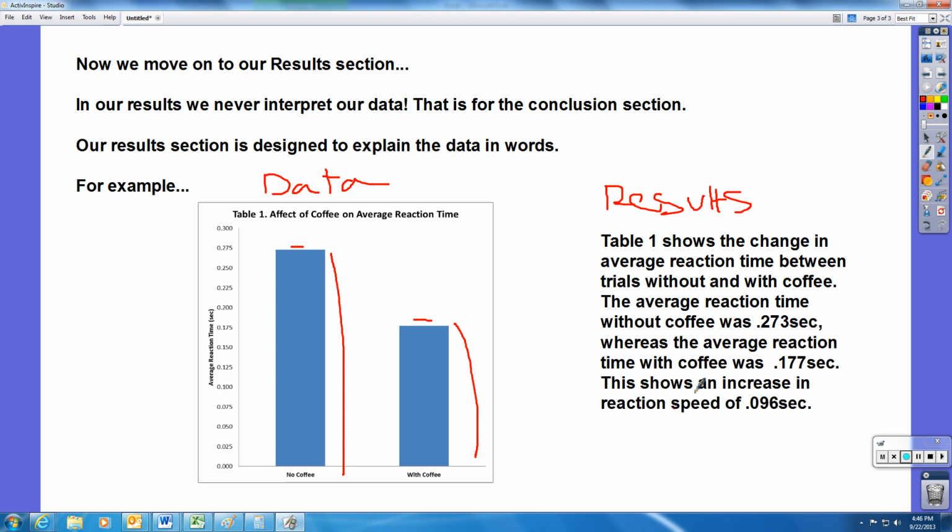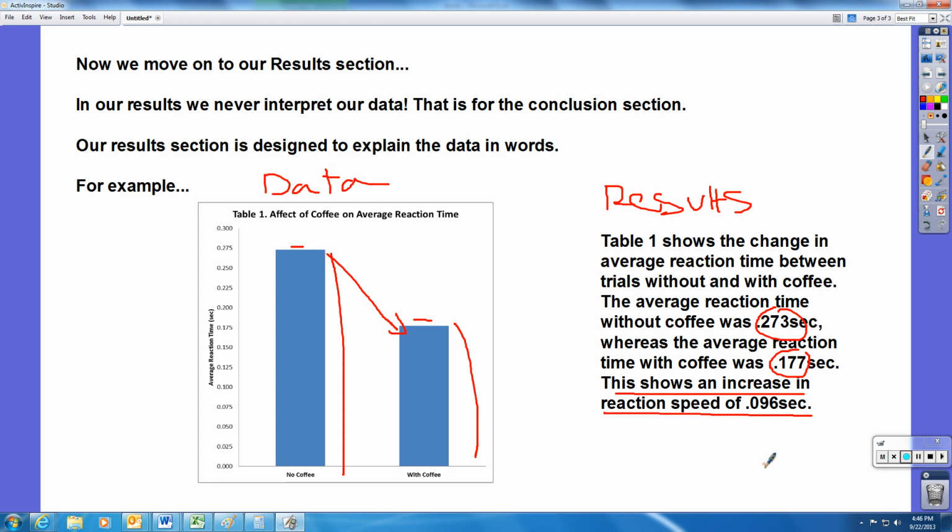And then I go on to say this shows an increase in reaction speed of 0.096 seconds. So I can see that there's a change here and that there's a difference. And I am stating that in words, that this shows an increase in reaction speed of 0.096 seconds. And I got that by subtracting this amount from this amount. Notice how I'm not saying because of the coffee there was an increase in reaction speed of 0.096 seconds. I am just stating the data. I am not making any inferences or interpretations.